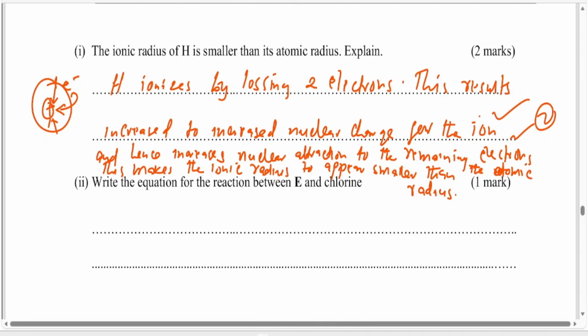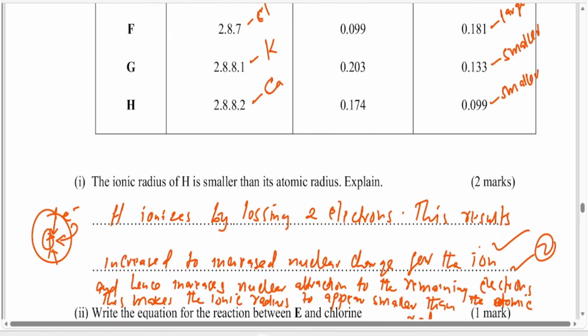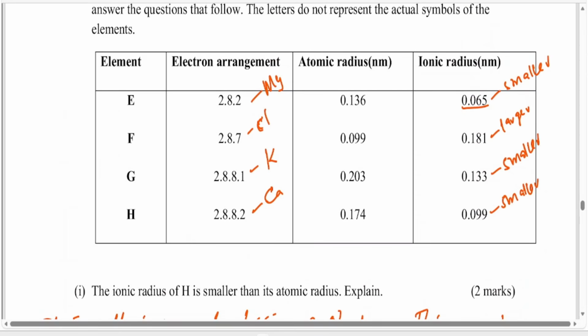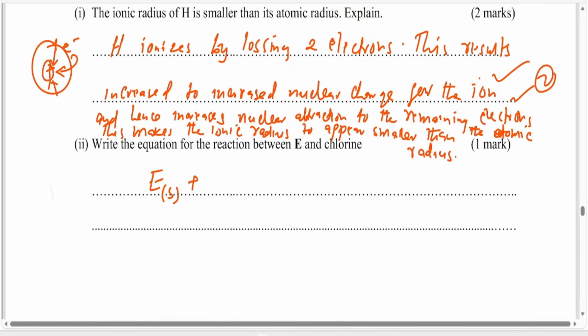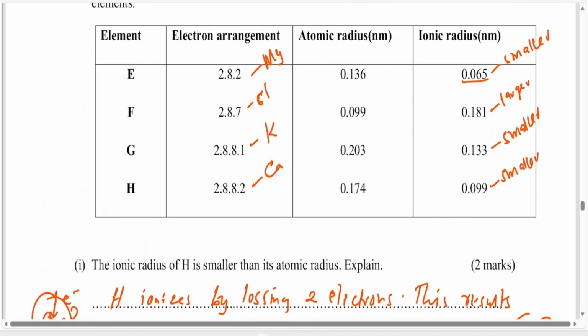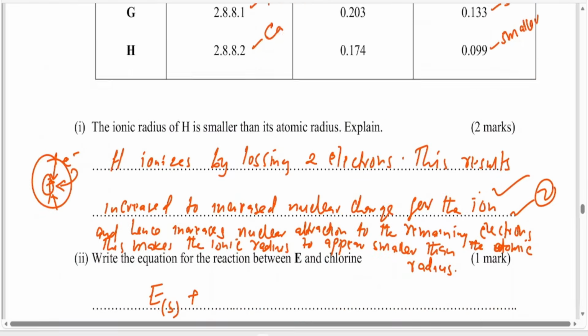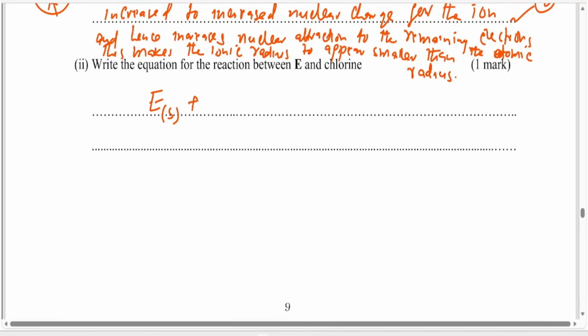Moving to the next question, write the equation for the reaction between E and chlorine. E in our case is 2,2, and I said it is magnesium. So I'm going to write E, which is a solid. I should know that elements that have less than 4 electrons in the outermost energy level are metals. So it's a solid, plus chlorine. When writing chlorine, I should also know that it is a diatomic element, and it is a gas at room temperature, and it gives me E chloride.